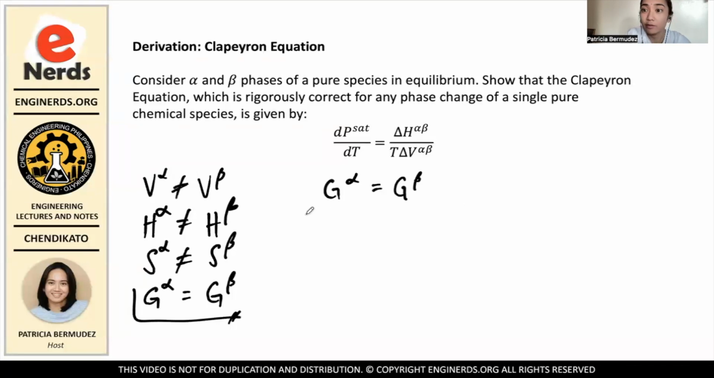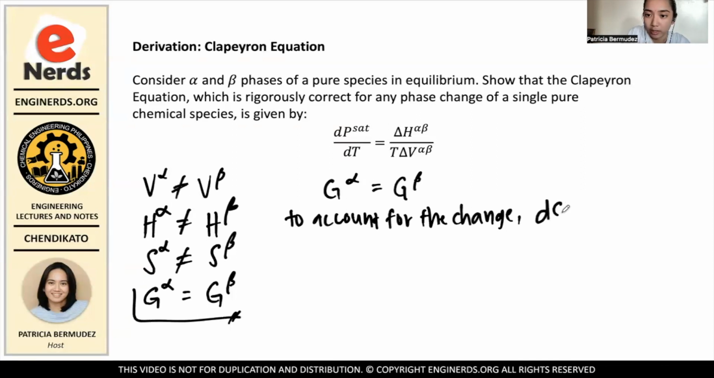is equal to G beta, right? And we have to account for the change in Gibbs free energy. So to account for the change, we've learned that in calculus, yung change natin is indicated by d, right? Therefore, yung change in Gibbs free energy is dG. Okay? So, yung initial natin na Gibbs free energy, which is G alpha, plus the change, dG alpha, is equal to G beta plus the change here, dG beta.